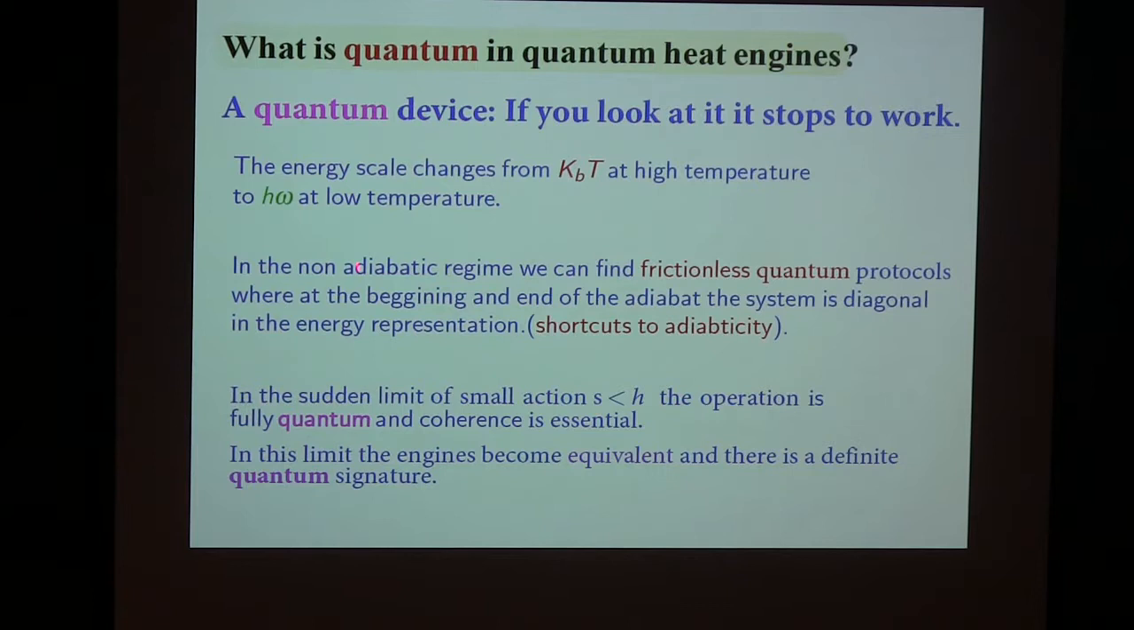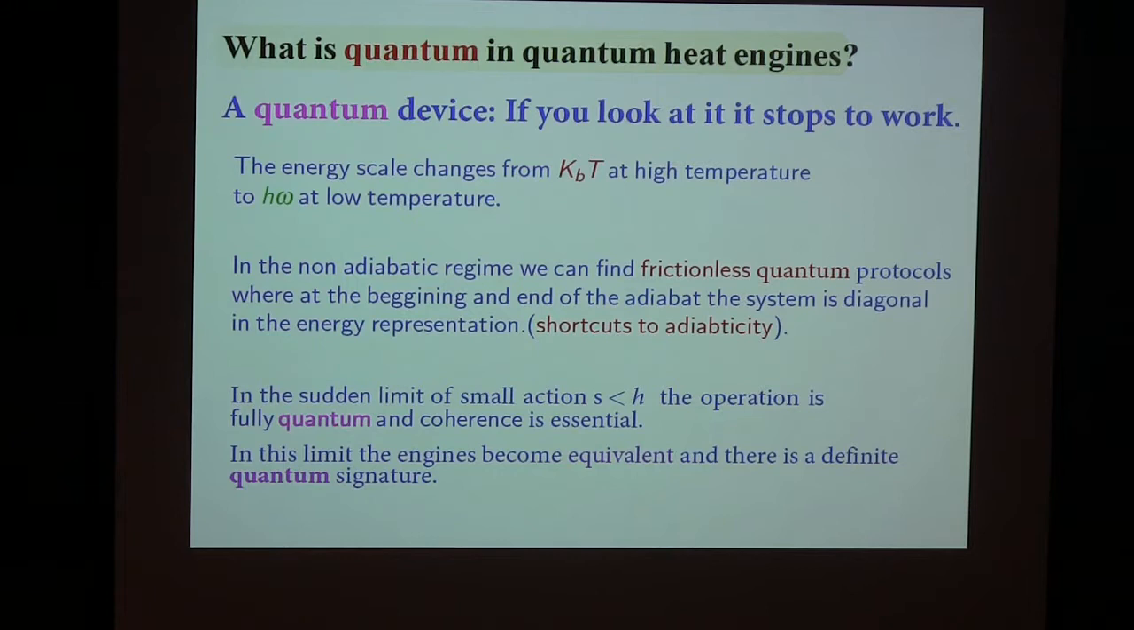So we saw that at low temperature, the unit of energy changes from kT to h bar omega. So we see quantization of the unit of energy. And again, this is not surprising, since people have seen quantized heat transport and so on. So you get this limit.